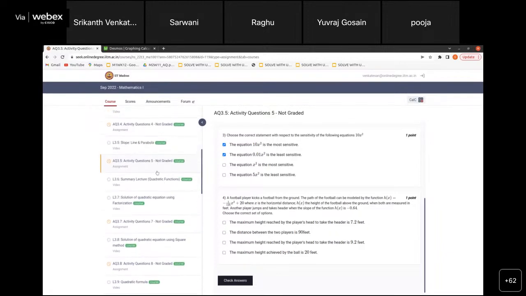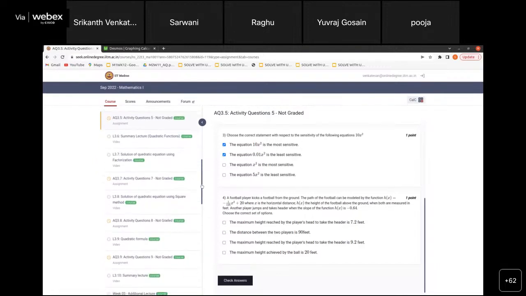So this 3.5, and then 3.7, 3.8, 3.9 are just different ways of solving a quadratic equation. There are a few methods: the factorizing method, the square method, and the final one, our favorite, the quadratic formula. Those are the things, and I think there will not be much difficulty here.